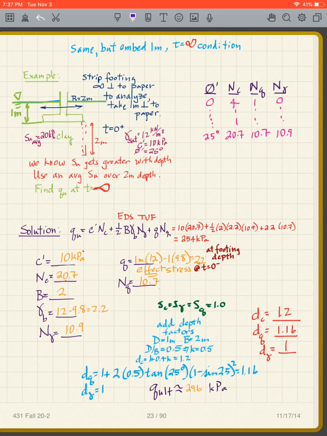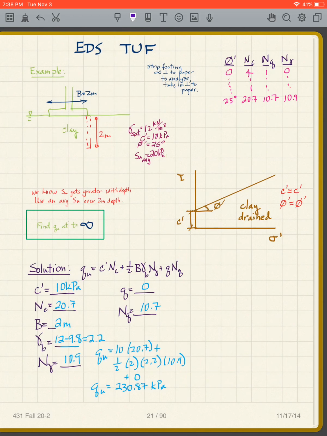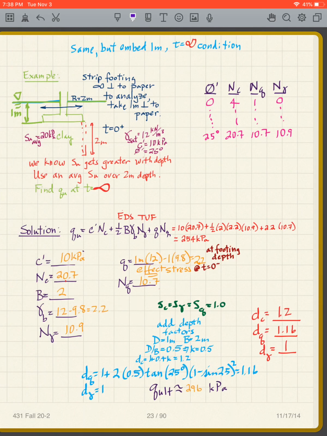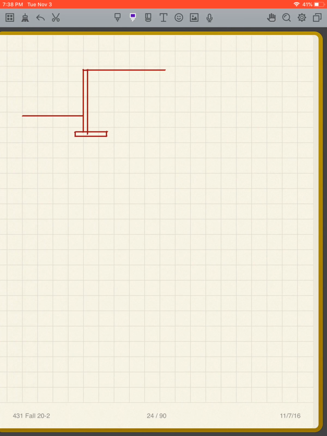And what did we get before? So 254 if we embed it, and what did we have previously? We had 230 when it was not embedded, when the Q was 0. So again, we increased our bearing capacity, which is a good thing. That's what we want. Again, I will describe that later. Okay, I'm going to stop then.